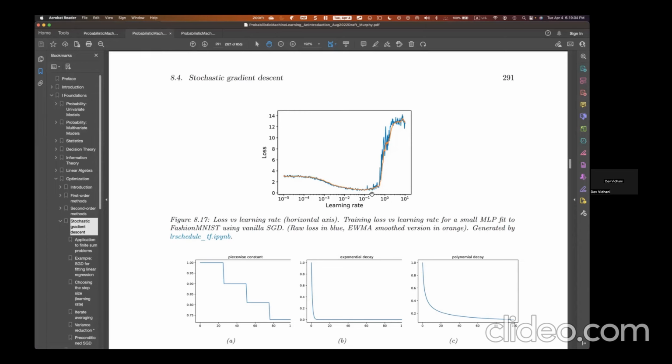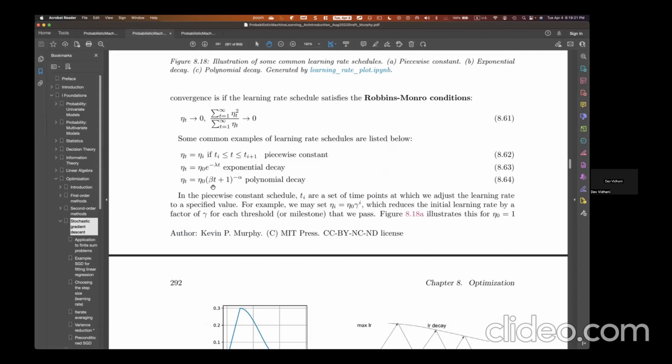And in order to reach this, there are various techniques adapted. There's a technique like piecewise constant learning rate. We saw this last week as well. There's an exponential decay learning rate or a polynomial decay learning rate. Oftentimes, it's polynomial decay learning rate that is used. And this is the formula for that. There are two parameters, beta and alpha, for that.